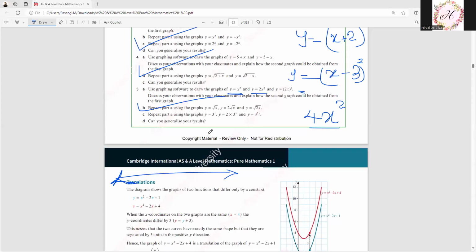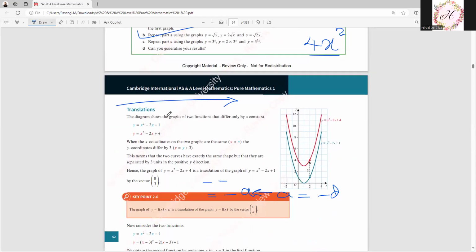Okay, no questions, right? So we have to start with this one. I think it's about what we call the transformation. Yes, yes. Okay.